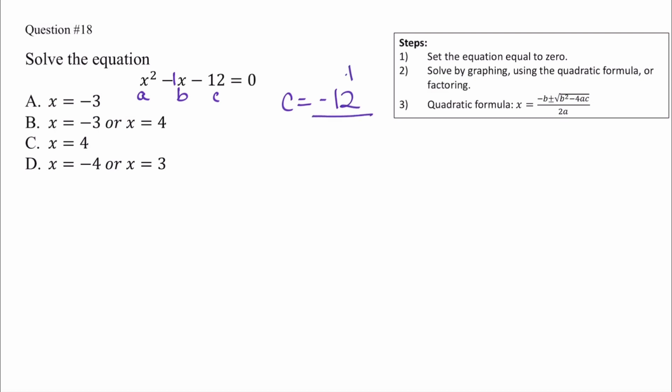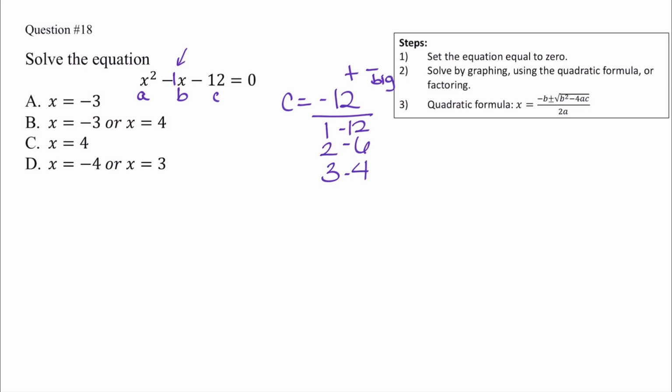So I'm going to need a positive factor and a negative factor. If I list out the factors of 12, they're 1 and 12, 2 and 6, and 3 and 4. Since c is negative, I'm going to make my bigger factor negative, and then the smaller factors I'm going to leave as positive.